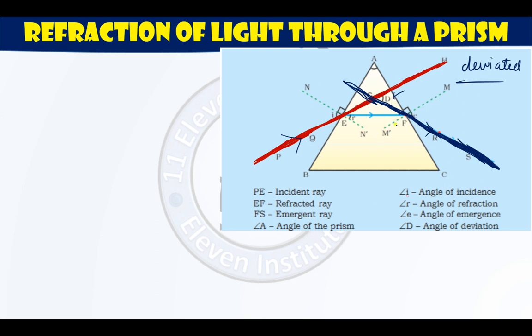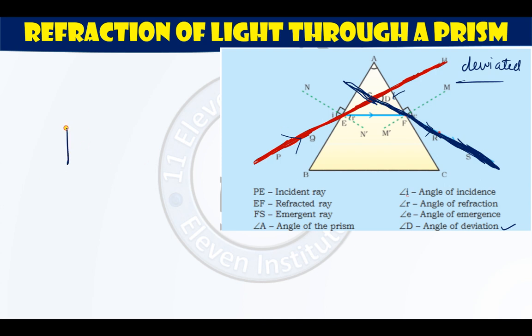Fine, and this angle is known as the angle of deviation. The angle by which a prism can deviate its incident ray is known as angle of deviation. How much deviation can occur? That angle is known as the angle of deviation.